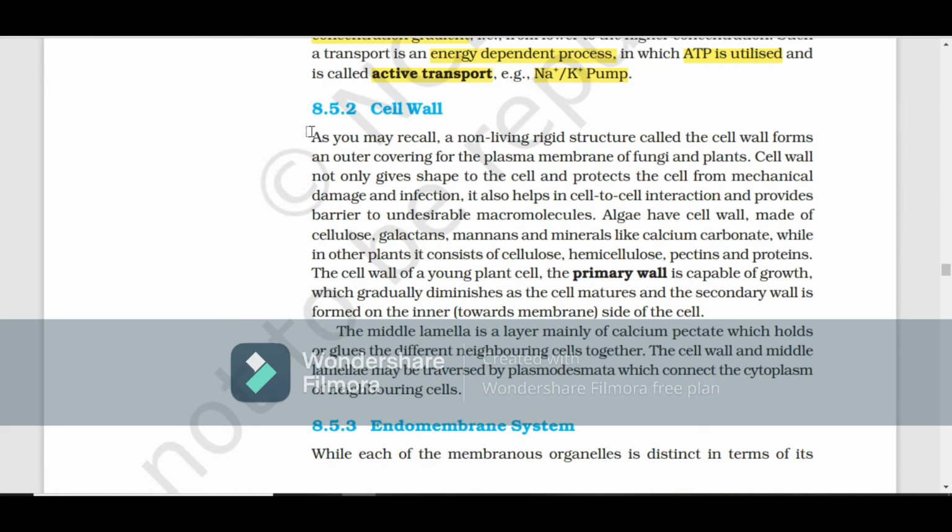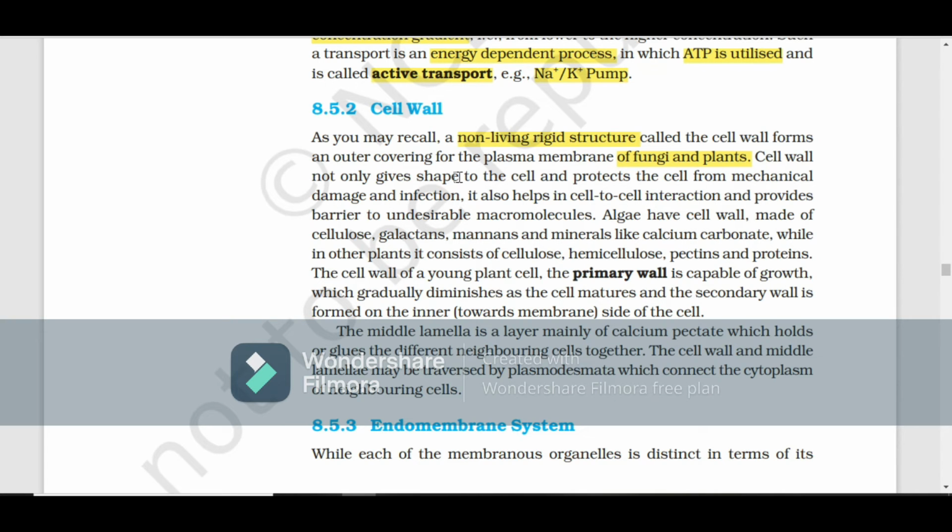As you may recall, the cell wall is a non-living rigid structure. That's why it protects the cell, and it has many roles. It forms an outer covering for the plasma membrane of fungi and plants. Apart from animals, most of the other organisms possess a cell wall. But there are exceptions, like mycoplasma, which is a moneran, where you won't find one.